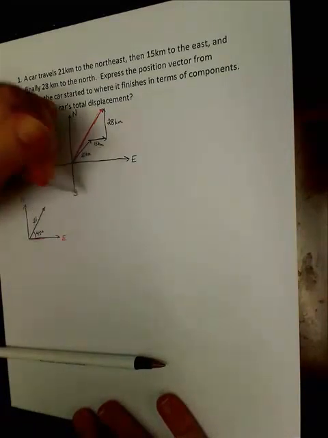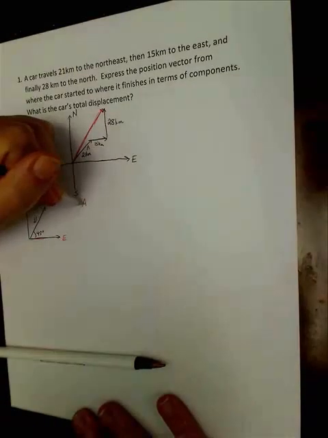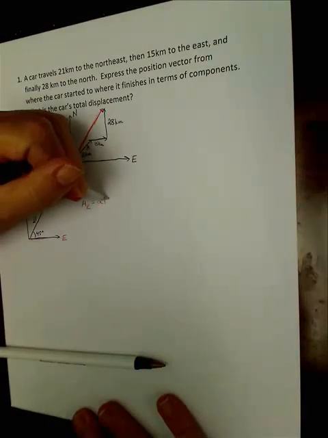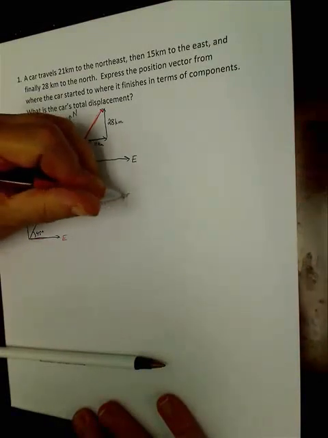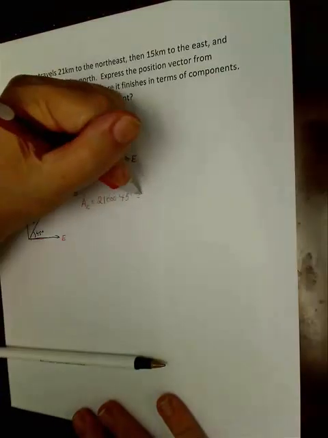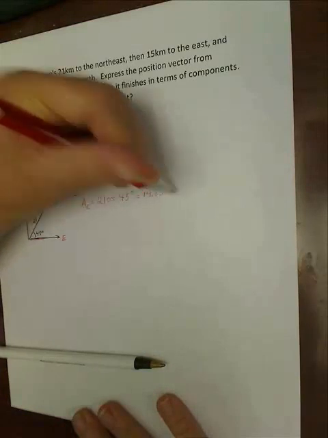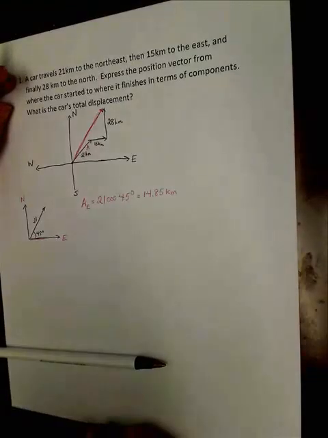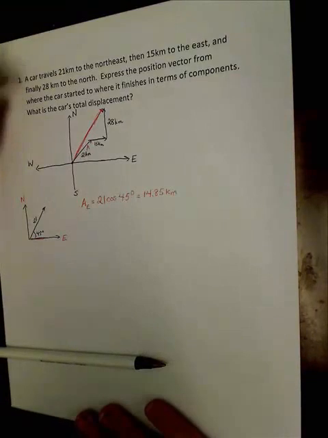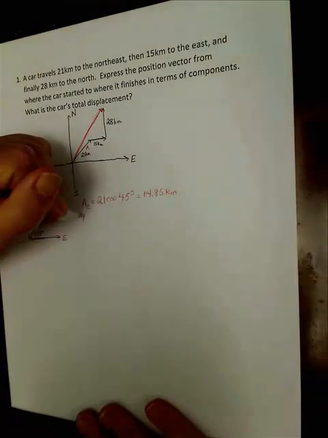Alright, so if we call this vector vector A, then the east component of vector A is going to be the length of A times the cosine of 45 degrees. And if I plug that in my calculator, make sure my calculator's in degrees, I get 14.85 kilometers. Okay, and of course, if you look back at the problem, you see everything's in two significant figures, but I'm not going to round everything off now because I have to wait till I'm at the end of the problem before I round off.